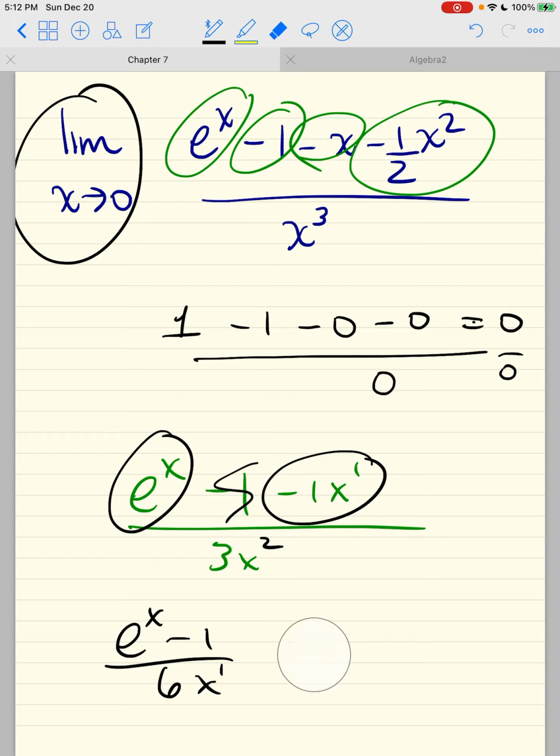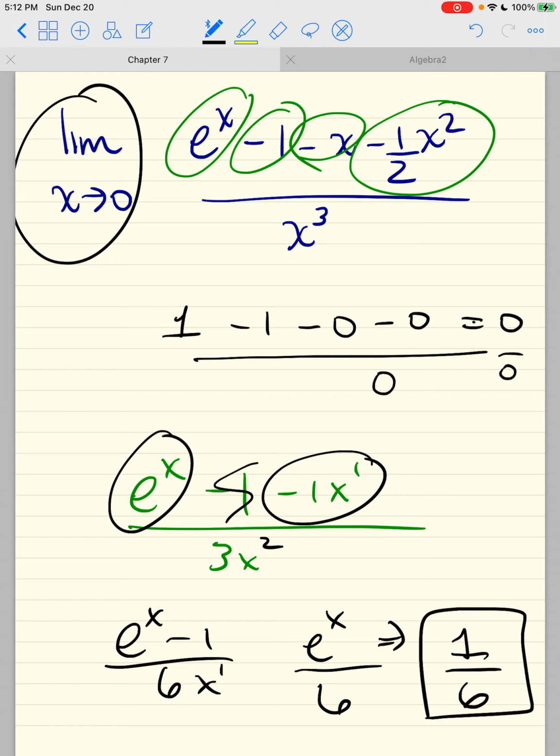So you're almost asking yourself, like, when do we stop? Well, think about it for a second. Now you get e to the x over 6. When you plug in your 0, you get 1 over 6. So your answer is 1 over 6. Okay? So that's how you do L'Hopital's. You're going to have to do it a couple of times in some of the cases. This problem came straight from the BC. So I hope that makes sense.